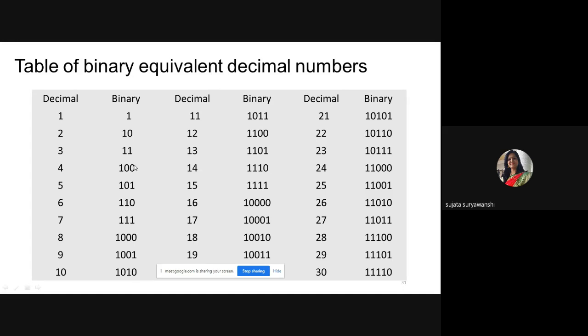Understood? Consider it as homework and write down all the binary equivalents of the decimal numbers from 1 to 30. Okay.